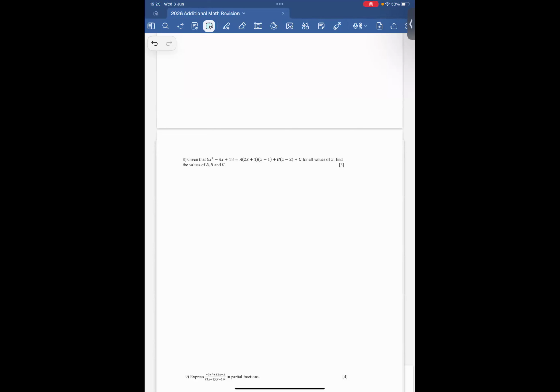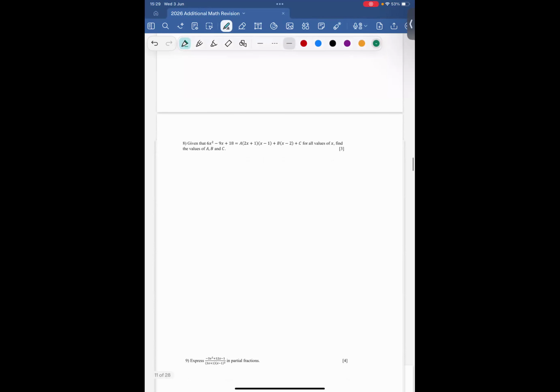Okay, question 8. This question is not suitable for substitution because you cannot find one x that will remove a lot of unknowns for you. So it's quite tedious if you are going to sub one by one. You can see that the expansion is actually not very difficult. So this is 2x squared minus x plus x plus bx minus 2 plus c.